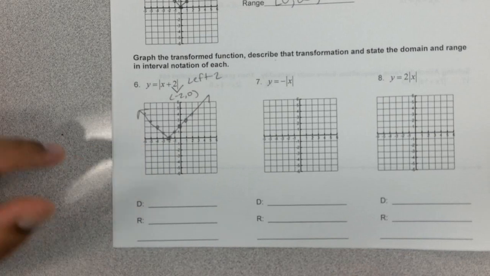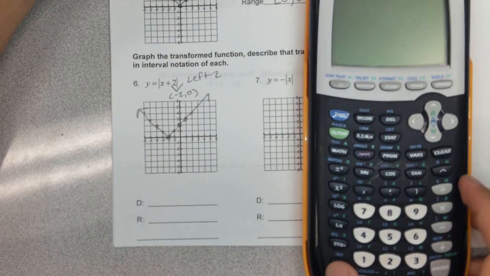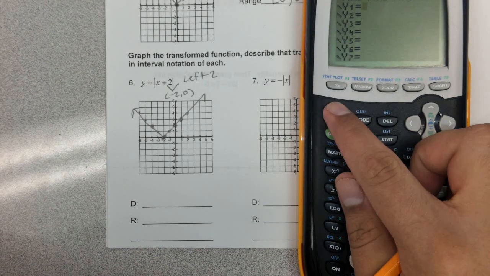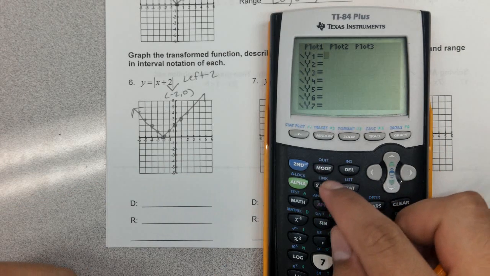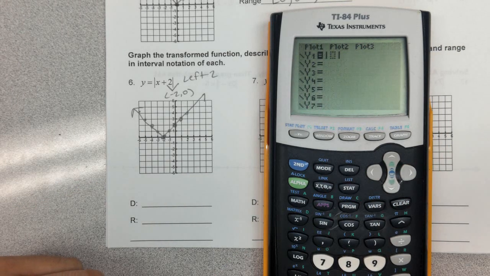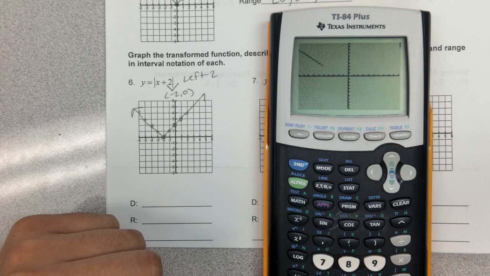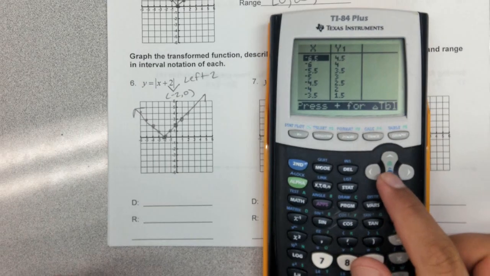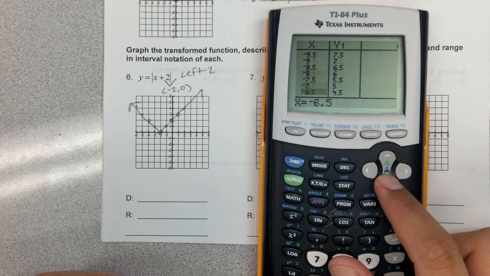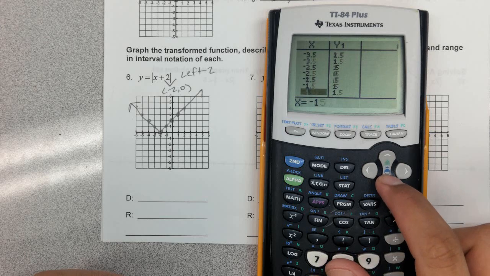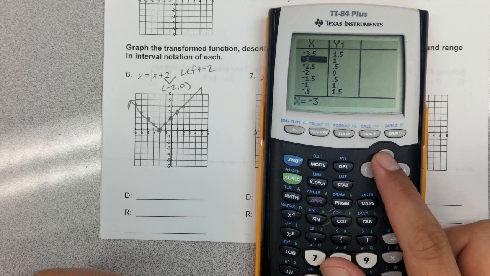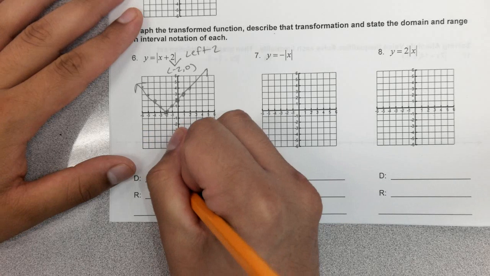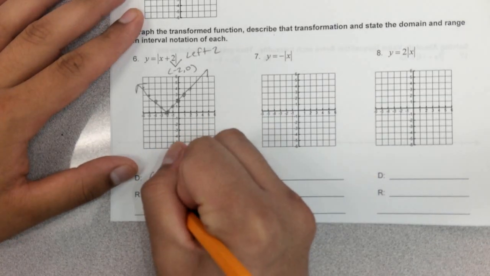When you graph your functions, always put at least 5 points. And again, you could always just graph your function using the calculator. You could go to math, num, abs to get the absolute value, type in x plus 2, graph it. That's how our function looks. Then you could go to the graph, or go to the table, and get the points. The vertex is at negative 2, 0, and I could just get points above and below that. The domain would be from negative infinity to infinity, and the range would be from bracket 0 to infinity.